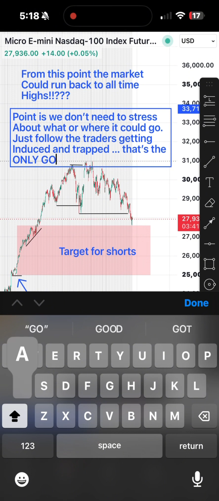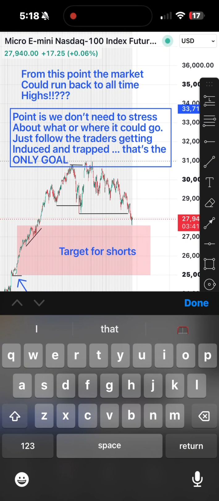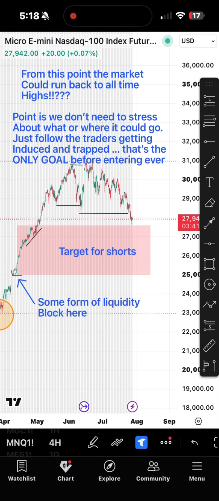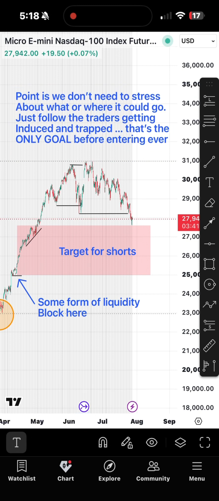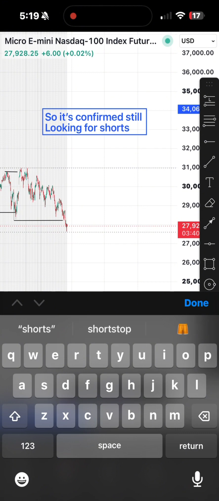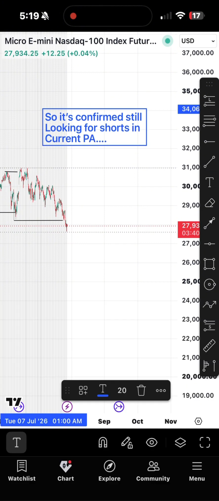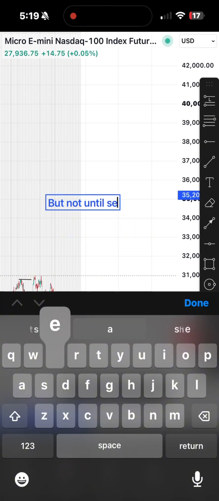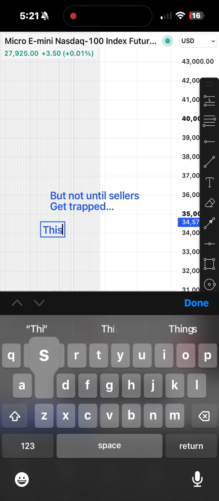That's what I love about this strategy, is we're just waiting patiently for traps to be set, and that's the only go. And we're not waiting for anything other before we enter other than traps. So identifying those is really important, and that is what's next. So I would say at this point it's confirmed with current price action. We're looking for shorts. That's the only direction that I would trade, but not until sellers get trapped.